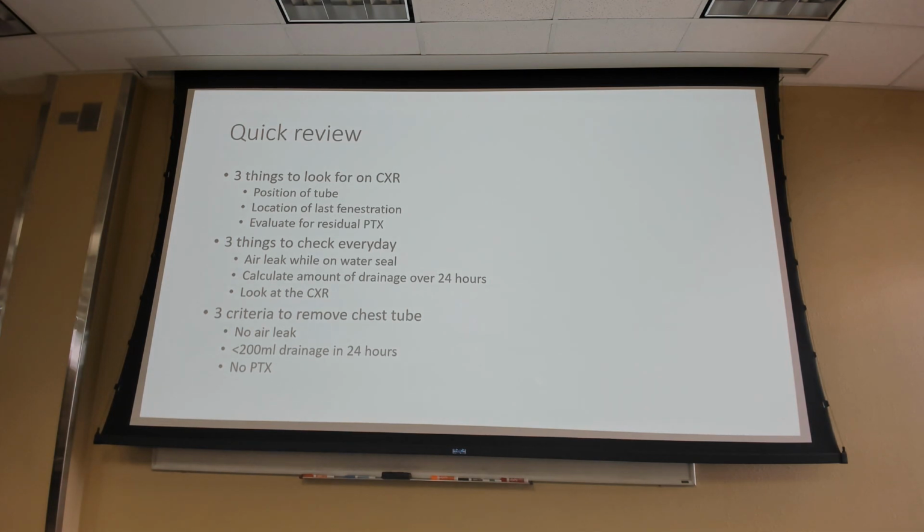All right, so quick review. Three things we're looking at on the chest x-ray: position of the tube, location of that last fenestration, and whether there is any residual pneumothorax. And then every day we need to make sure there's no air leak while on water seal. We need to calculate the amount of drainage over the last 24 hours since the last time we checked. And then we need to get a chest x-ray daily and look at it for any resolution. And then we can pull that tube when we have no air leak, less than 200 milliliters drainage in 24 hours, and no pneumothorax on chest x-ray.